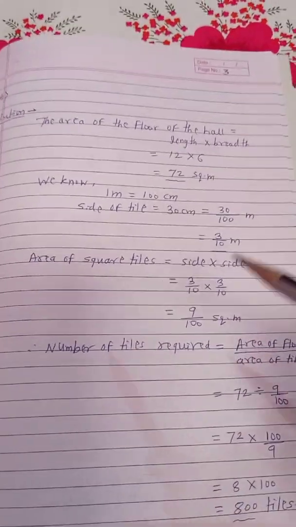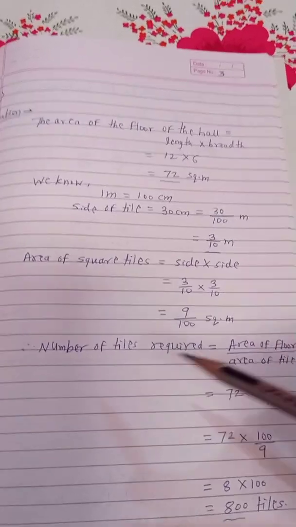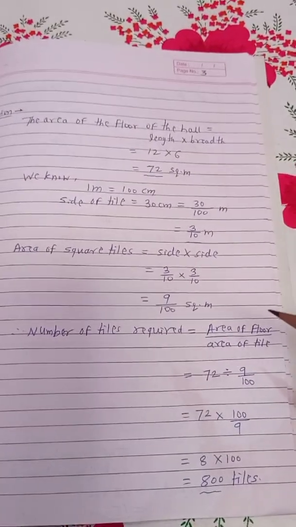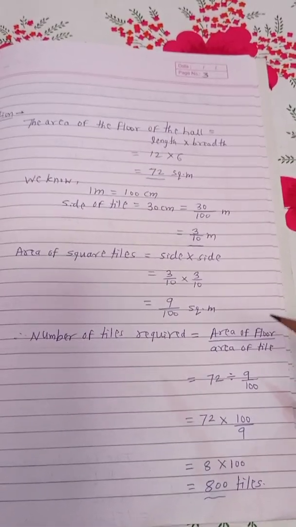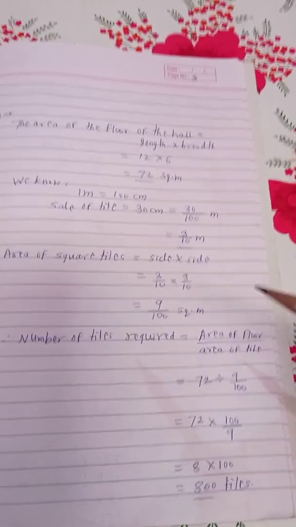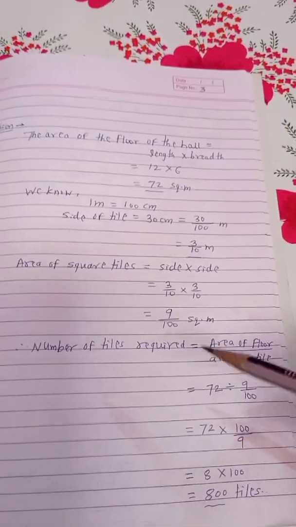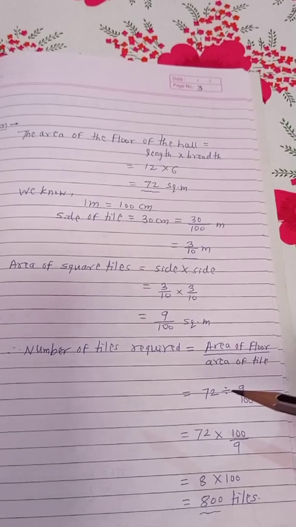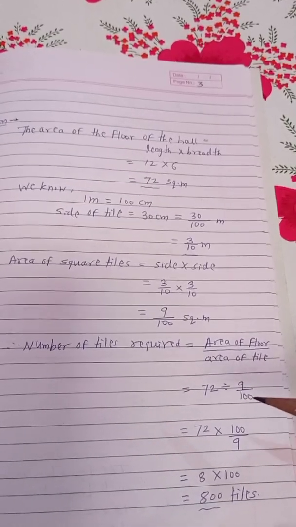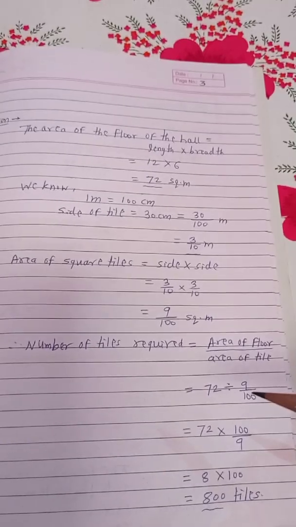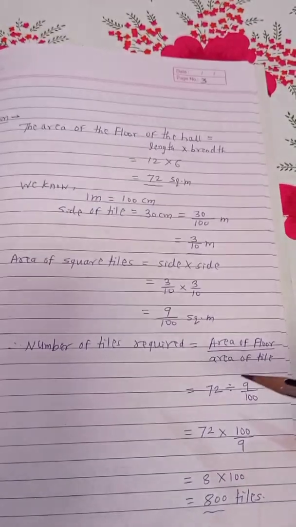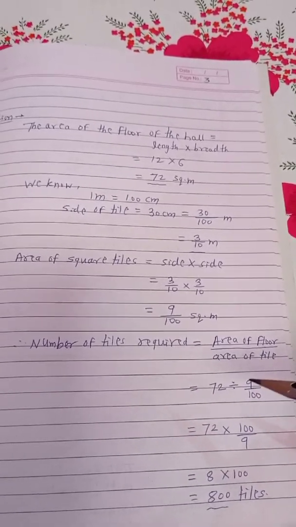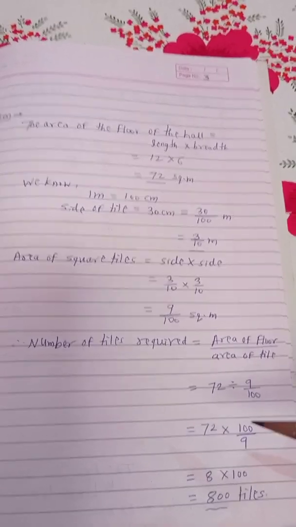Now I want to find out the number of tiles required for that hall. How can I find it? Here one formula you can write: number of tiles required is equal to the area of the rectangular hall, that is the area of the floor, divided by the area of a tile. Then here you divide 72 by 9 upon 100. You know how to solve fraction division. 72 will remain as it is, the division sign will be replaced by multiplication, and 9 upon 100 you take the multiplicative inverse, that is 100 upon 9 will come.